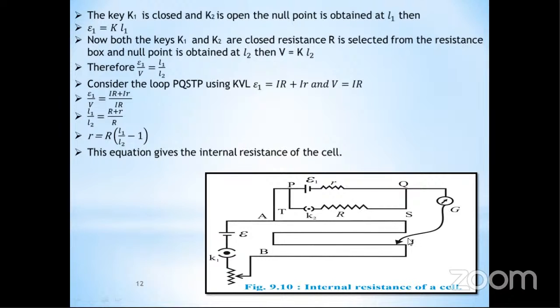Take this jockey in your hand and put this jockey on the different points of this potentiometer wire and find out the point at which the galvanometer shows again the zero deflection. And repeat this for 3 or 4 readings. Okay, in this way we are going to find this.